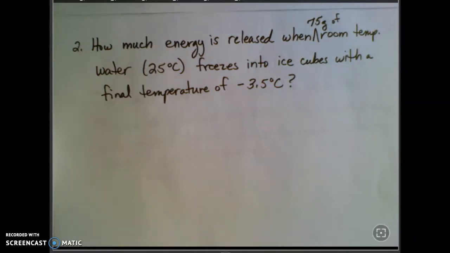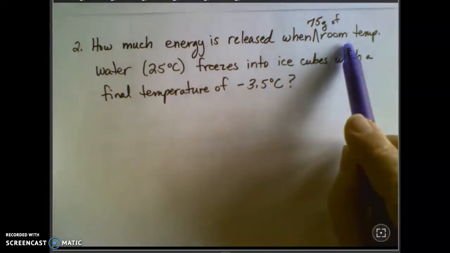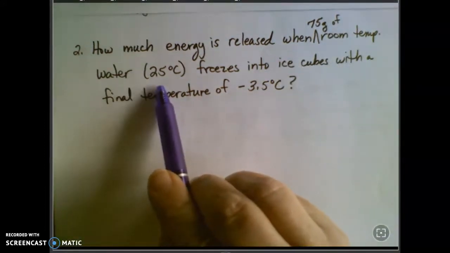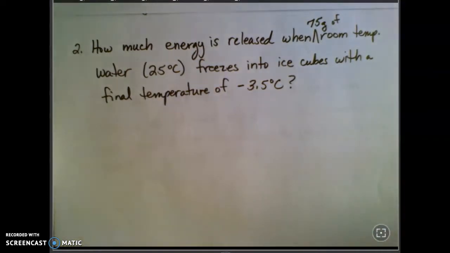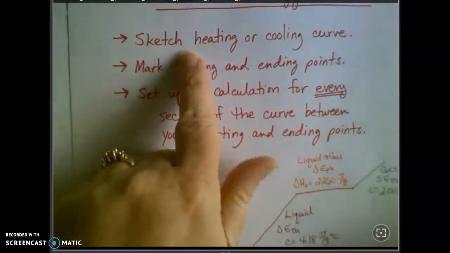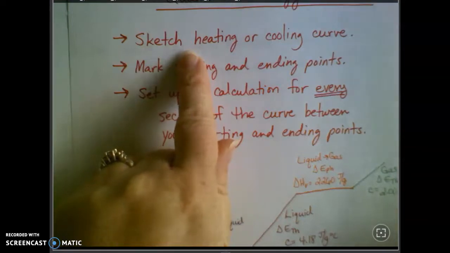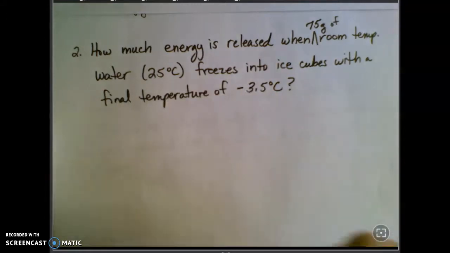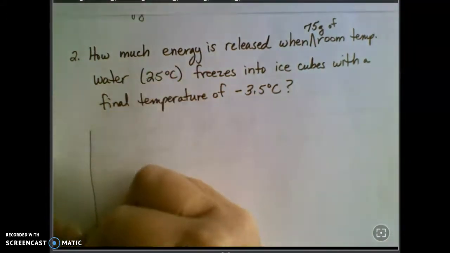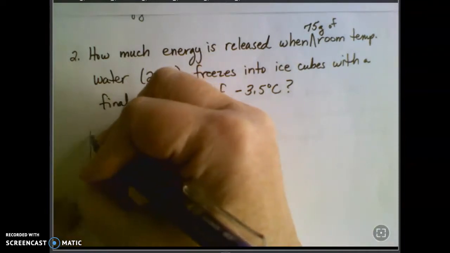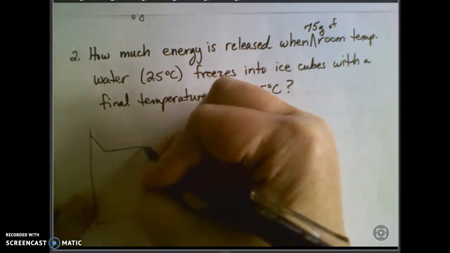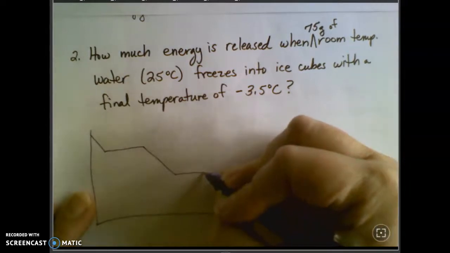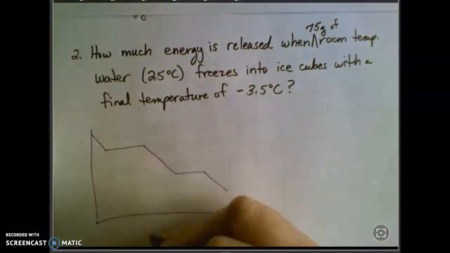How much energy is released when 75 grams of room temperature water, which we're saying is 25 degrees Celsius, freezes into ice cubes with a final temperature of negative 3.5 degrees Celsius. So the first thing I'm always going to do is sketch a heating or cooling curve. And this says energy is released, and I see that I'm freezing. So this is actually going to be a cooling curve. So I start at the top and I go down. It still has a slope, a flat, a slope, a flat, and a slope. Just go in the other direction.